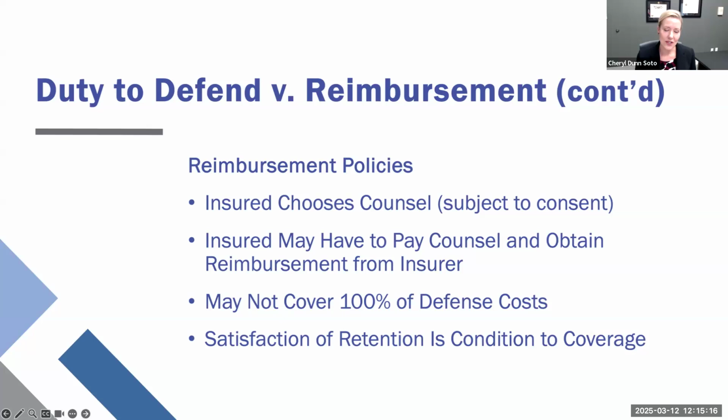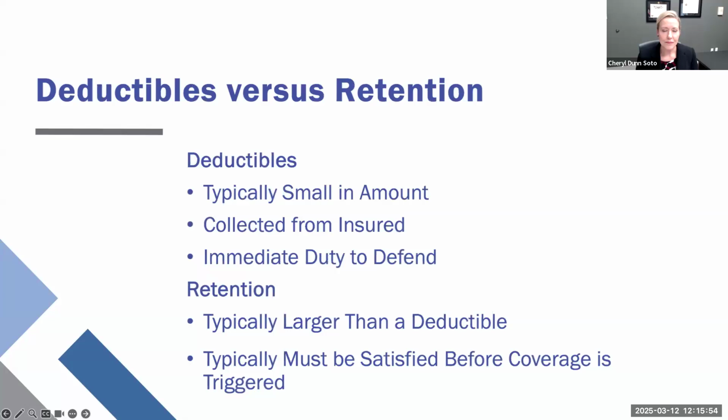Also, satisfaction of the retention is a condition to coverage. So if you have a $100,000 retention, your company is going to have to pay at least $100,000 in defense costs before the insurance company has any obligation to contribute a dollar. And oftentimes when there's an allocation clause, the insurance company will say, well, only 50% of this matter is covered. So you actually have to incur $200,000 in order to satisfy your retention. And there are legal arguments against that, but that is a very typical position of an insurance company.